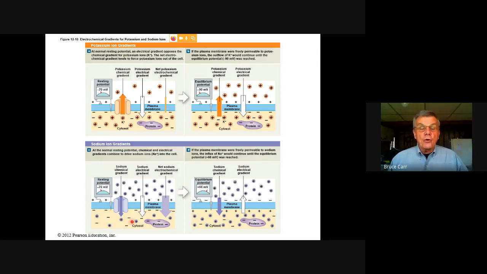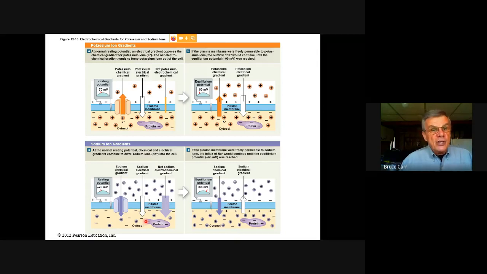Down here in the lower left corner, very, very different. Here's a situation where diffusion would be happy to push sodium in. And also the electrical gradient is such that the negative charges inside are going to attract that sodium. So the net force for sodium movement at rest is very large. Now that means that at rest, when we reach the action potential, we're going to pop open sodium gates, and sodium is going to rush in.